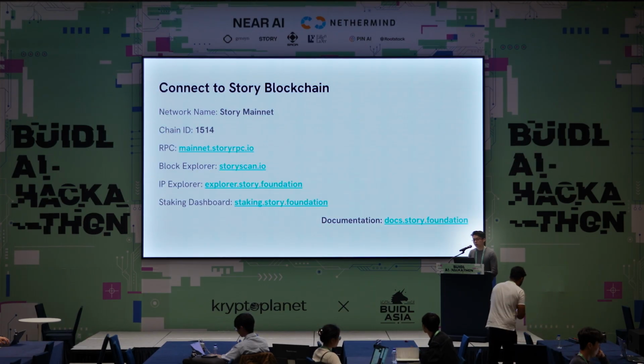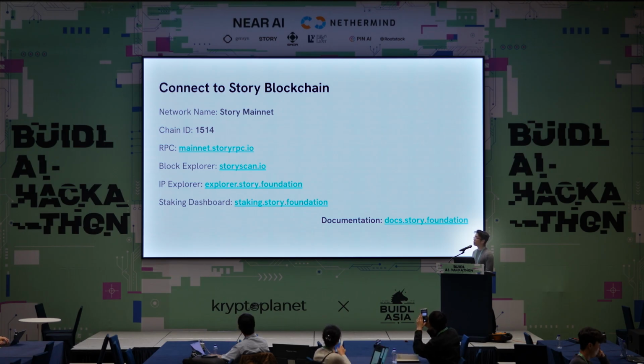I'll skip over this. This is how you connect to Story blockchain. We are an EVM compatible chain with the chain ID of 1514. I believe that's when the first printer was created. So it's sort of like the new way to distribute IP. That's why we picked that number. The RPC is storyrpc.io, and most importantly, the documentation is available at docs.story.foundation.